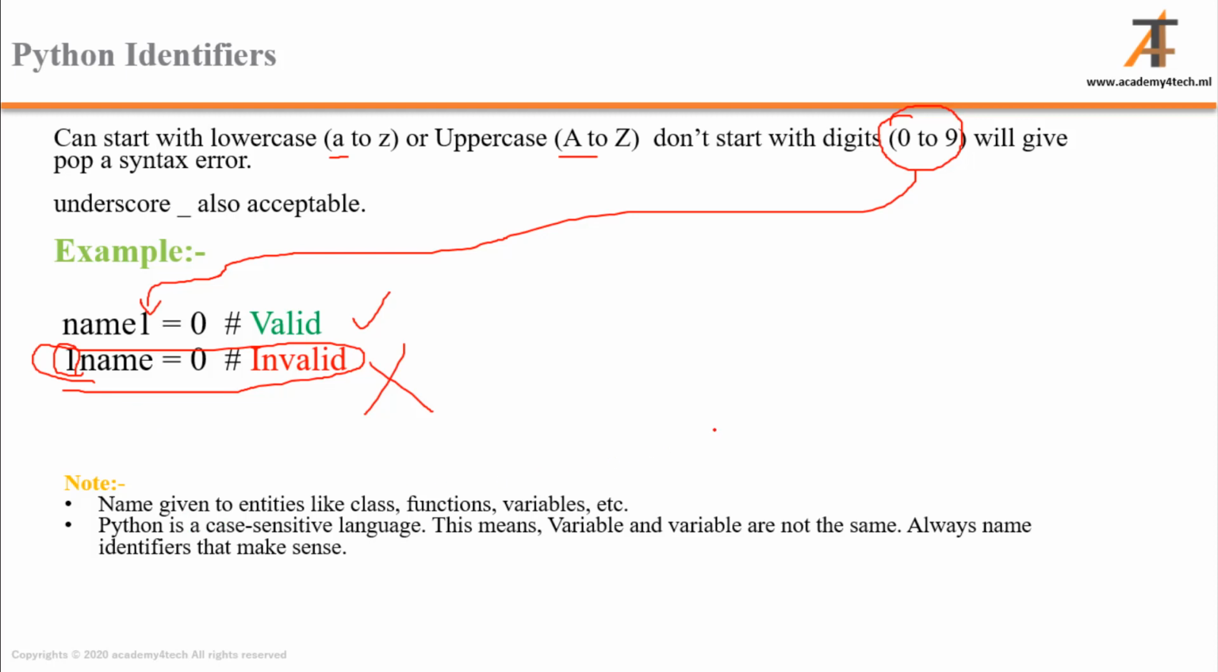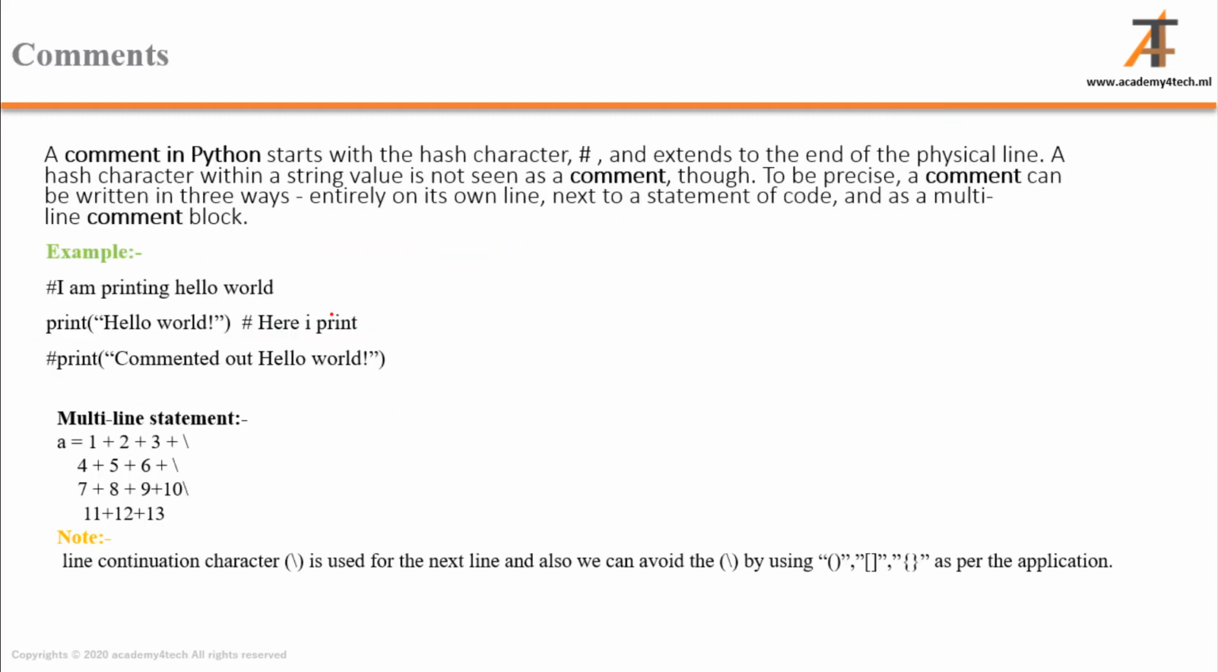Let's move on to the comments. In Python we have single line comments and multi-line comments. For a single line comment we use hash, and for multi-line comments we use triple quotes. There is also the multi-line statement. If we have multiple statements to be printed or saved in a particular variable, you can use a backslash. This can also be done using parentheses, brackets or braces. This is how you can use a multi-line statement in Python.